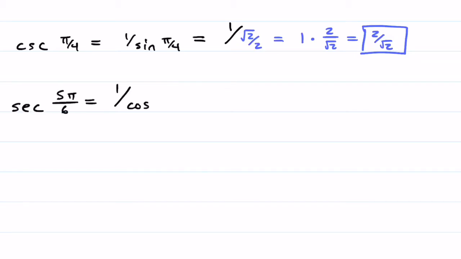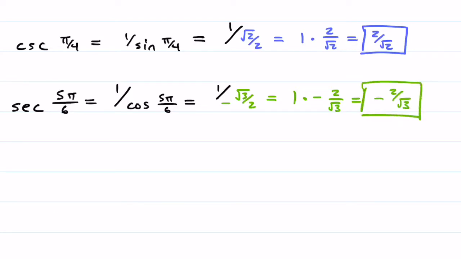Okay, so the secant of 5 pi over 6 is 1 over the cosine of 5 pi over 6, which is 1 over negative root 3 over 2, and then I just got to flip that. So this is the same as 1 times negative 2 over root 3, which is just negative 2 over root 3. So again, if it's secant, I know I'm looking for the cos of 5 pi over 6. As soon as you find that ratio is negative root 3 over 2, just flip it over, and that is your secant 5 pi over 6.